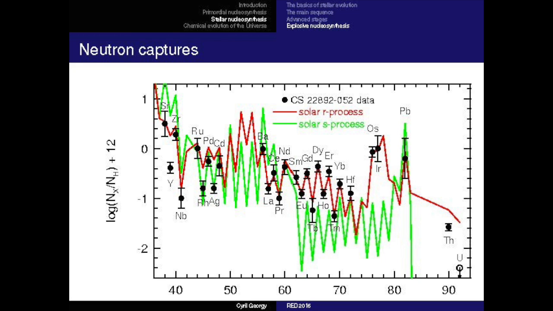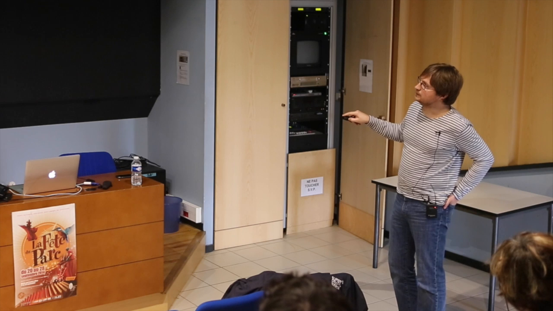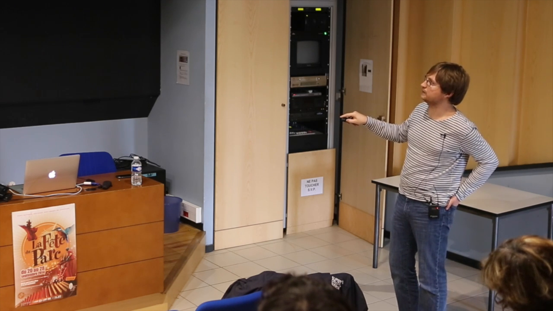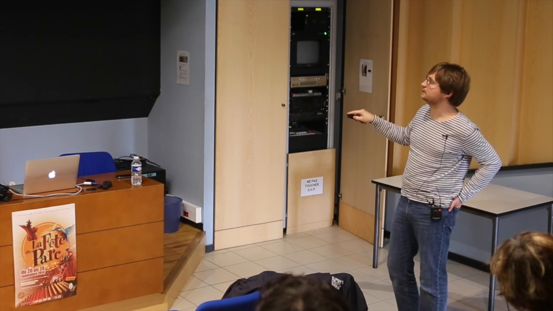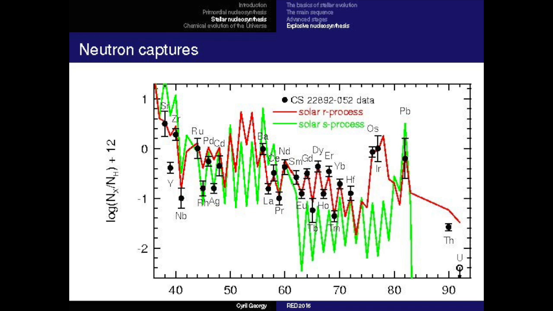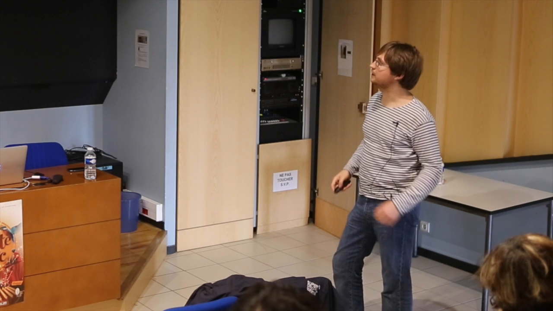So the observational points here are what is observed in the sun for different kinds of elements, and the green and red lines show the contribution that comes from the R process and the S process. So you see that you have elements that are typically produced by the S process, for example this one here, and others that typically come from the R process, depending on what kind of nuclei you are looking at. So you have elements in the sun that you know should come from the S process or the R process because they have different abundances relative to hydrogen that cannot be explained by other means.